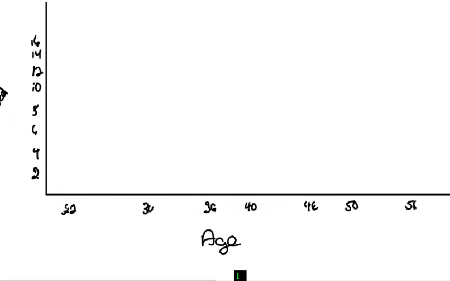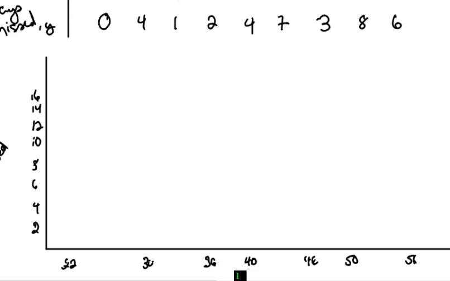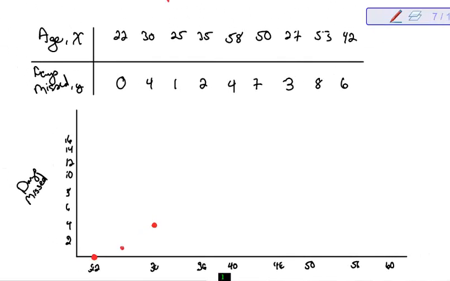So now we're going to use the data here and plot these points. The 22, 0 means that someone that is 22 years of age is going to miss 0 days. So I'm going to plot a point here. Someone that is 30 is going to miss 4 days. And I'm going to plot a point here. And I'm going to continue that. So someone that's 25 misses 1 day. Someone that's 35 misses 2 days.